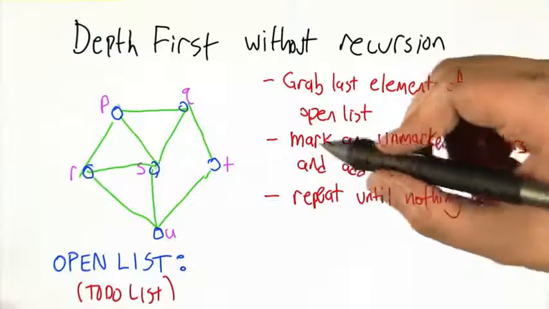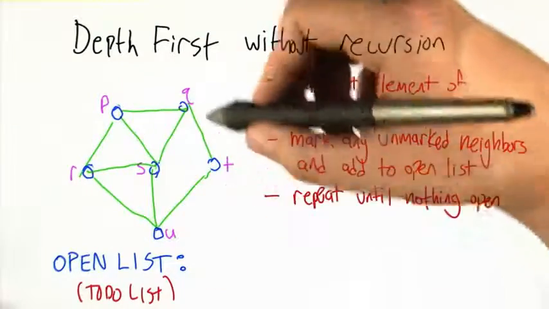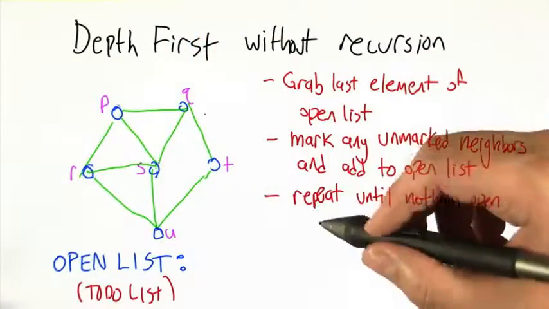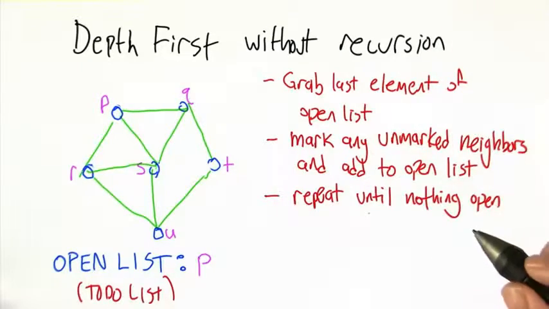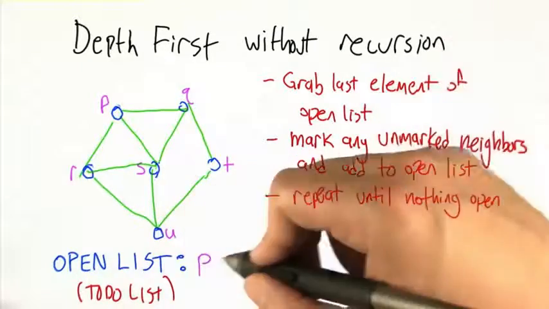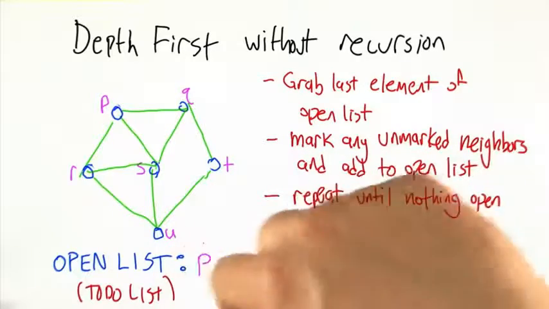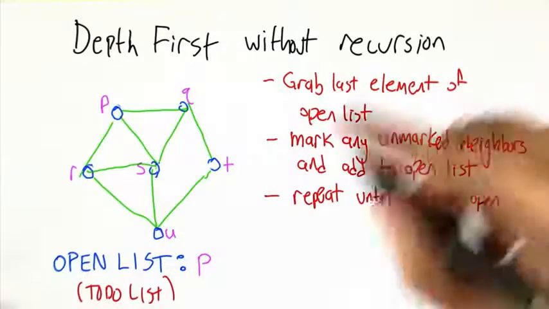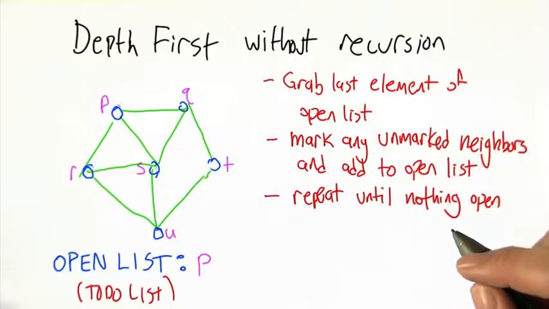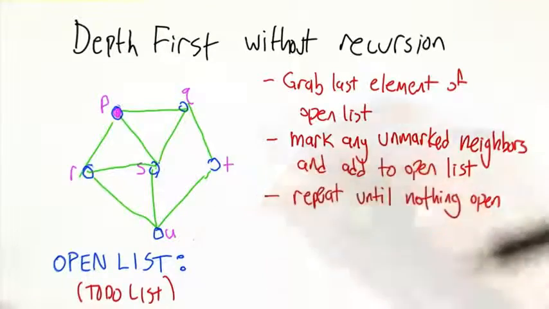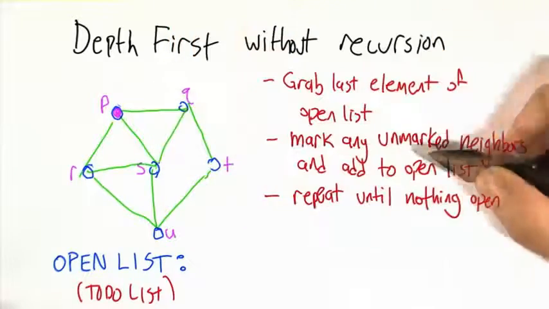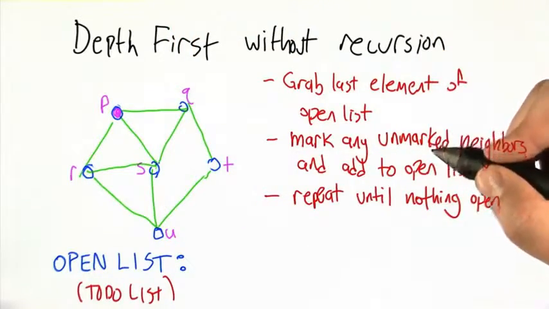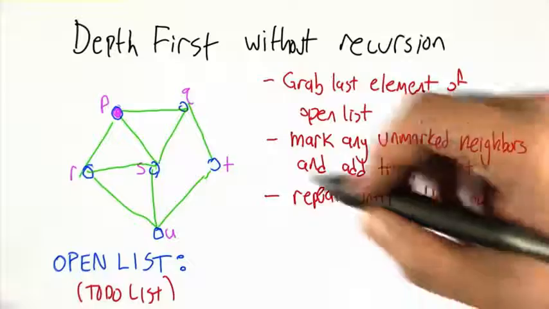So here's how we're going to do it. We're going to start all the nodes as unmarked, so they're all just nice open blue circles. And we're going to put P onto the open list, and we're going to follow this procedure. The procedure says, go to the to-do list, get the thing at the end of the list that has to get done, and do it. We pull it off the list, then we go to all the neighbors of the node that we're working on, which is P, and any that are unmarked, we do two things to them. We mark them, and we add them to the open list.